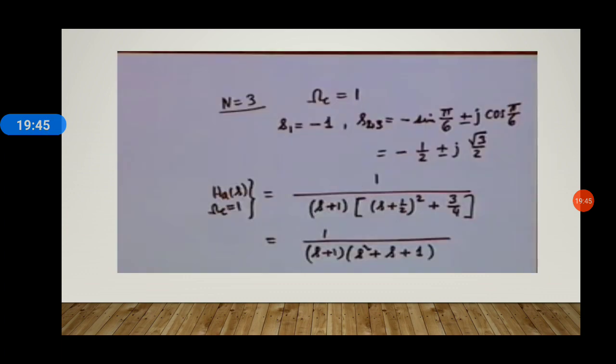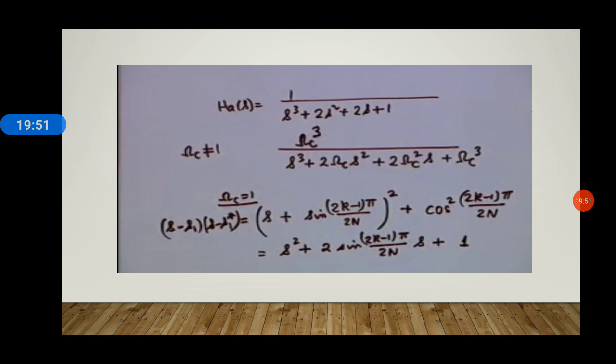If we take omega c as 1, then s is equal to minus 1, and all the rest of the poles are complex conjugates of each other. But if n is even, then we do not have a real pole and all the poles are complex conjugate. So in general, we can write this equation.